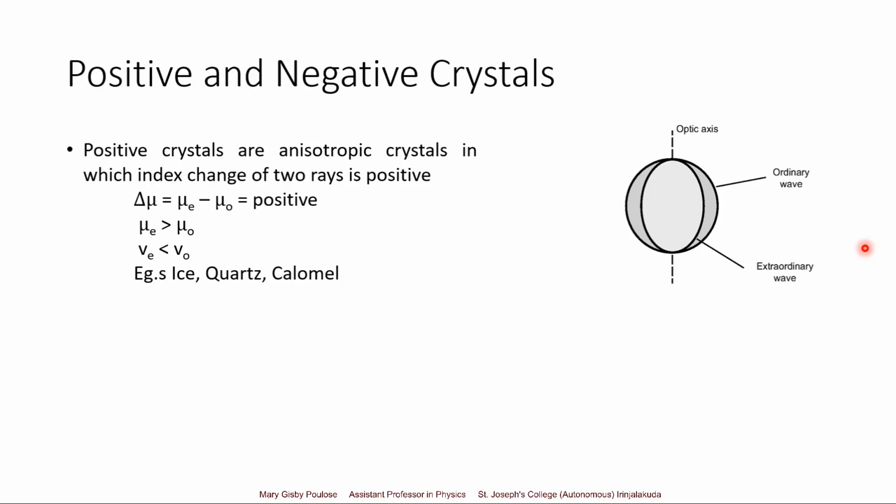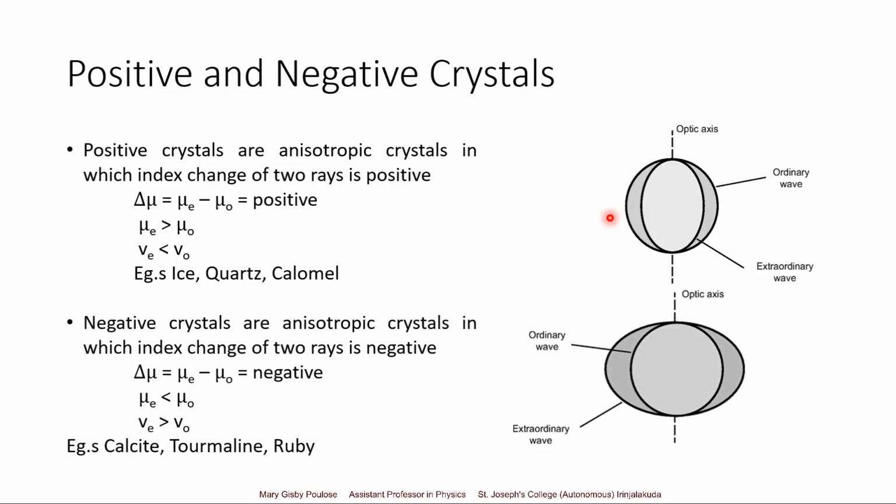Since refractive index is inversely proportional to the velocity of the ray in the medium, we have the velocity of the E ray less than the velocity of the O ray. And hence we get the wavefront pattern as shown. Examples of positive crystals are ice, quartz, and calomel.